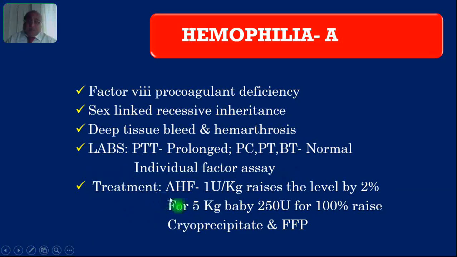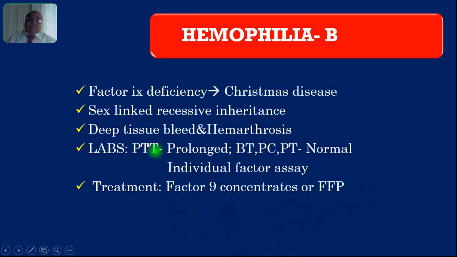Treatment consists of anti-hemophilic factor or the factor 8 concentrate. One unit per kg raises the level by 2%. So for a 5 kg baby, you have to give 250 units for a 100% raise. If factor 8 is not available, you can also use FFP and cryoprecipitate.